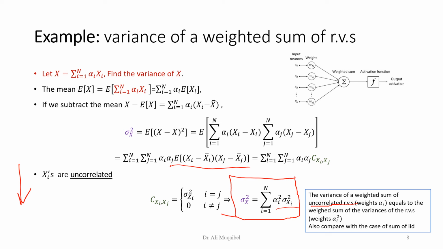If you make all the weights equal to 1, for example, this goes away. If we make all the variables the same, then sigma x goes outside. And then we have the sum of 1 times n. We get n times sigma x squared. For this case, we get n times sigma x squared. So this is more general compared with the case of sum of IID.